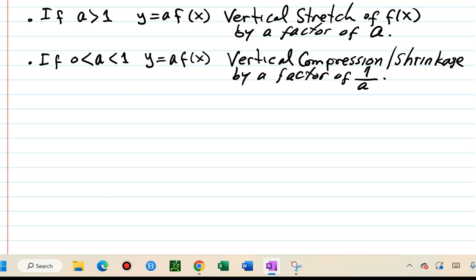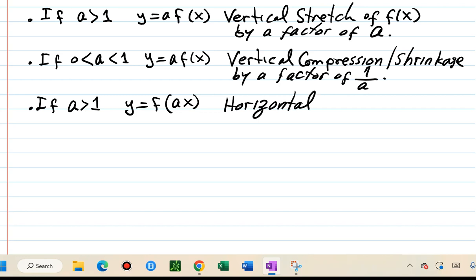Okay, now again, let's take a look at if a is greater than 1, and this time we're going to move a inside the function, f of a x. What would be the effect here? This one, although we saw a poor choice, absolute value I made, this one is going to be a horizontal compression of the graph of y equal f of x.